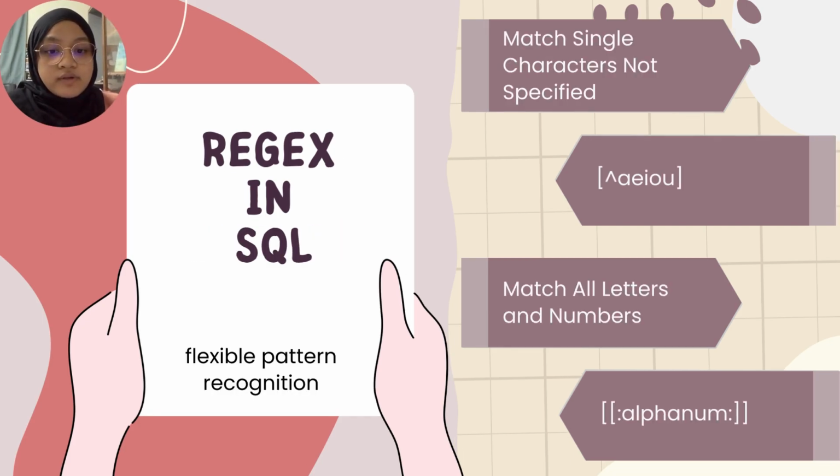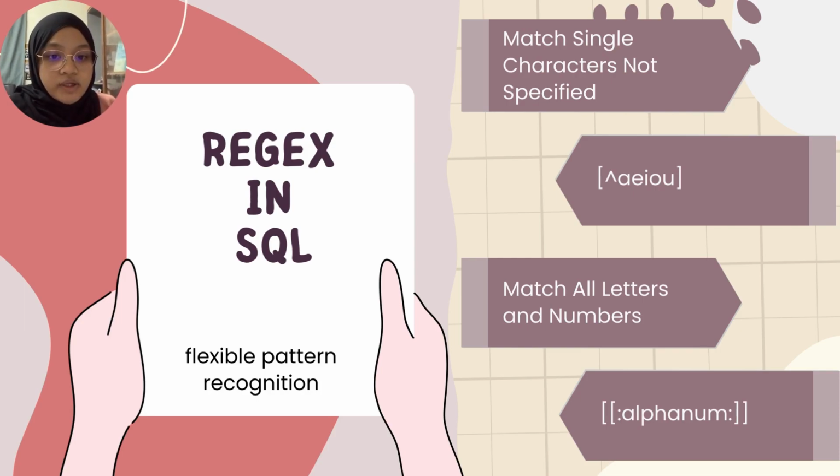Alright, next is regular expression in SQL. In SQL, if you want to find some pattern or some word from the database, for example, you can use LIKE or SIMILAR TO, which are operators already included in SQL. But if the user wants more pattern recognition, they can use regex.